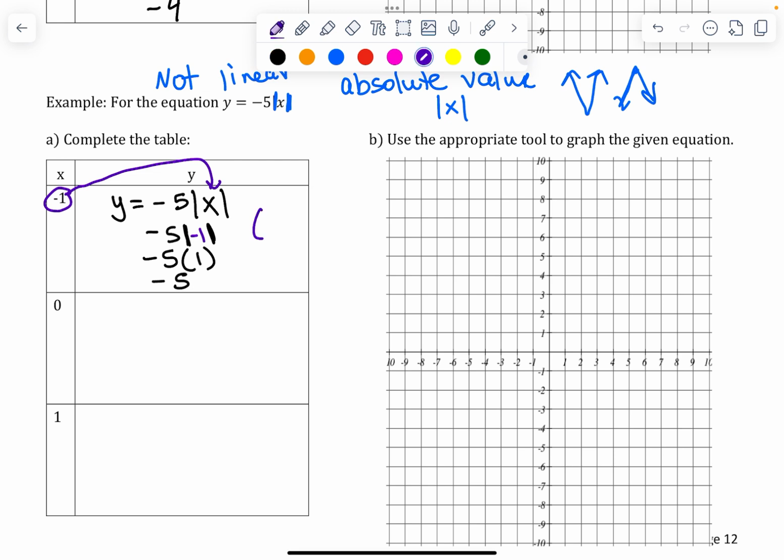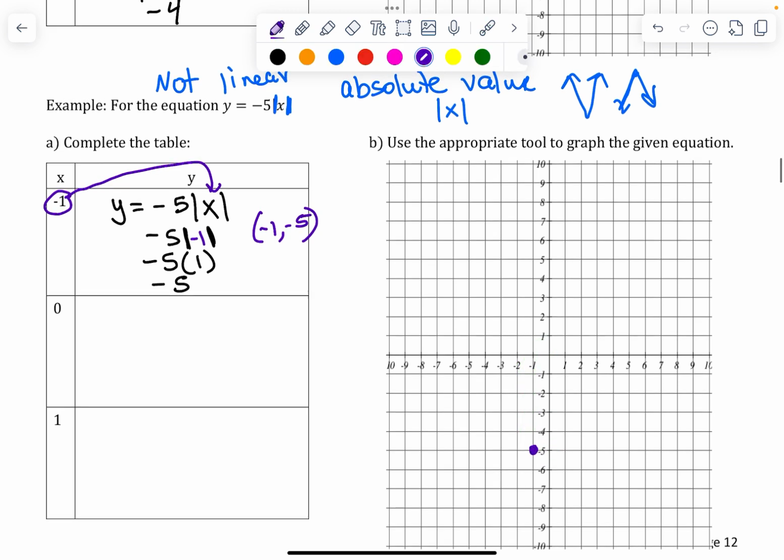So our first point is (-1, -5). We're going to go over to -1, down 1, 2, 3, 4, 5, and we went down because our negative numbers go down on the y-axis. So we get our first point.